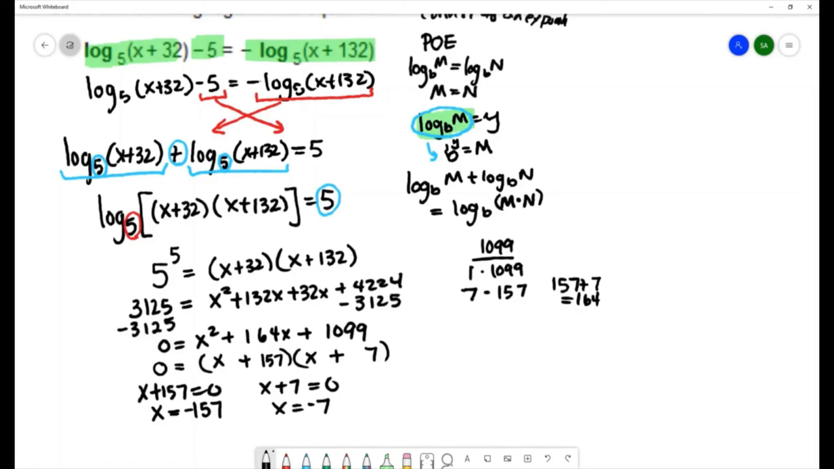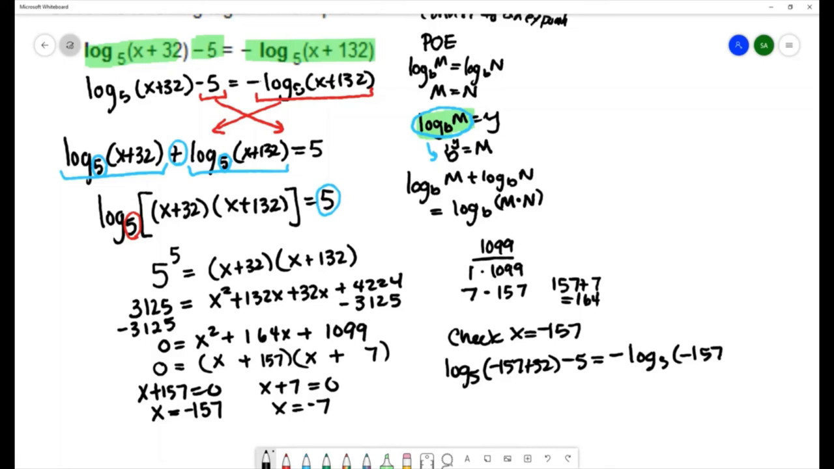So I need to go back to that original equation to check to see if x equals negative 157 is in the domain of this logarithm. So we have log base 5 of (negative 157 plus 32) minus 5 equals negative log base 5 of (negative 157 plus 132), and negative 157 plus 32 will be negative. The log of a negative is undefined. So negative 157 is not in the domain, and we're going to throw that solution away.